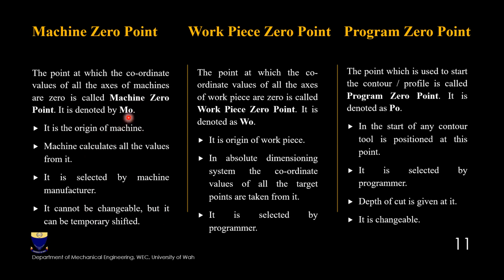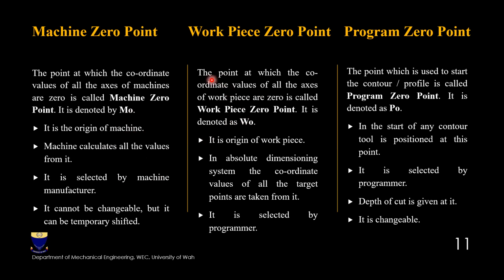So this m naught could be changed to p naught in the next lab when we will make a program. The manufacturer sets a machine 0 point. We will change this machine 0 point to p naught, program 0 point. So our machine 0 point and program 0 point coincide. So the machine will take reference from the point p naught, and after that we will set work 0 point.